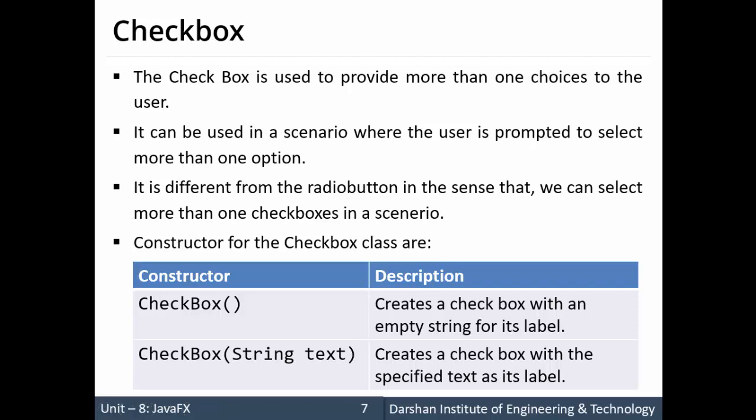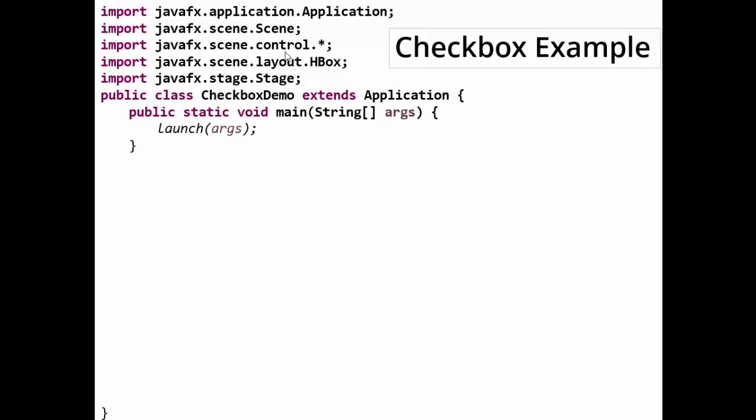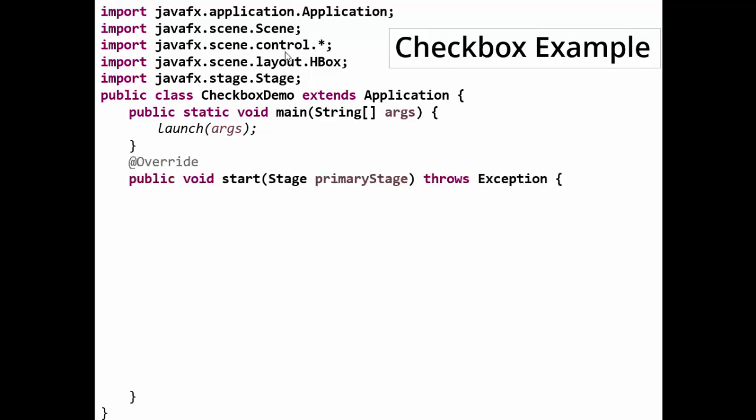Let's see an example for creating a checkbox. So for making a checkbox, the package required is javafx.scene.control. Now the control package is a package which contains all the UI controls of JavaFX. Now in that case, we create our class. Then we start with void main, which calls the launch method. Then our start method. In that start method, we want to create the checkbox.